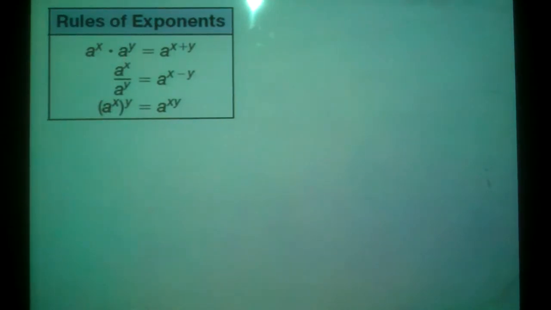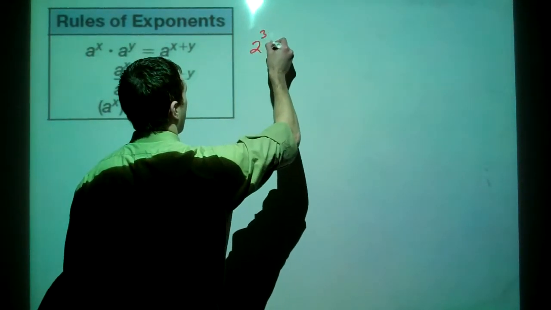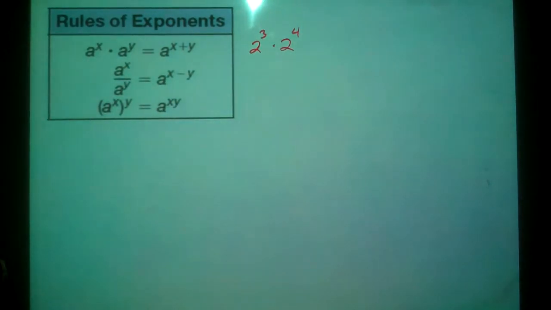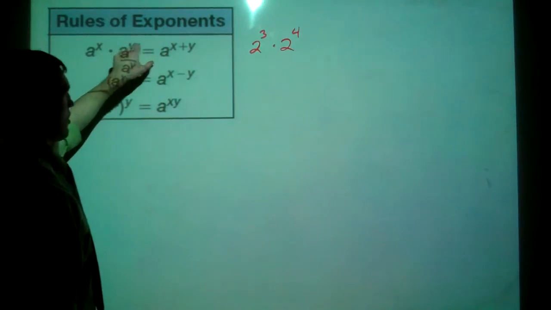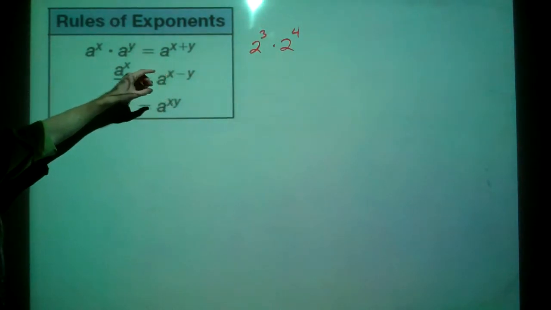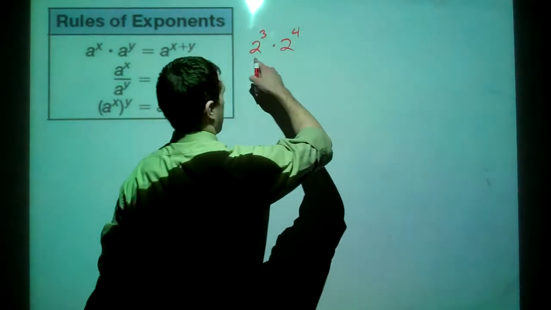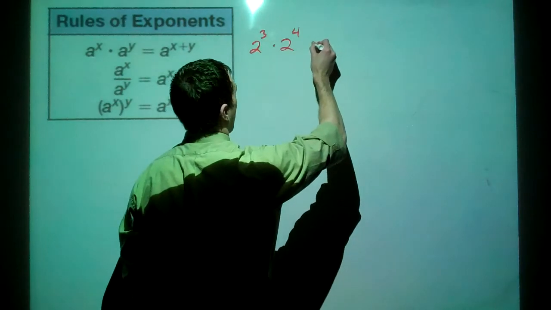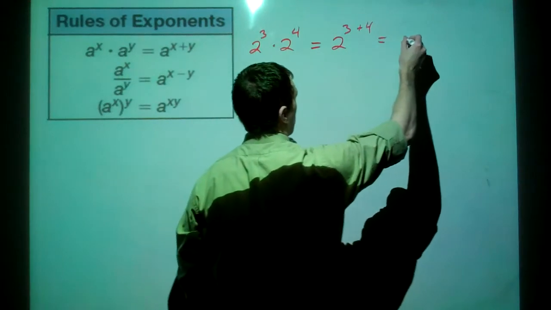So let's just make one up here. Let's say 2 to the third times 2 to the fourth. Here our base is A, so that would be 2 over here, and x is an exponent, 3, y is an exponent, 4. What this says we can do is just add those two exponents together with the same base. It only works if the bases are the same that we can do this. So this equals 2 to the 3 plus 4, which equals 2 to the 7.